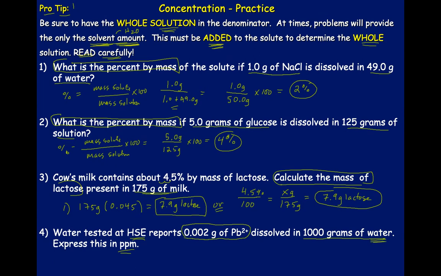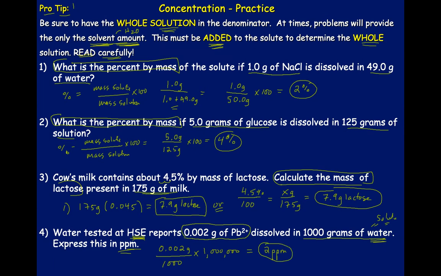Now, think about this a little bit. Remember, the water tested includes the lead already, so this really is the solution. It says water, but it's not pure water. This is water that contains the lead, so we can assume that it's dissolved in there. So we're going to take 0.002 grams and divide that by 1,000. But because we're looking for ppm, we're going to multiply it by 1 million. If I do that, I get 2 ppm. So you can see 2 ppm is a lot easier.